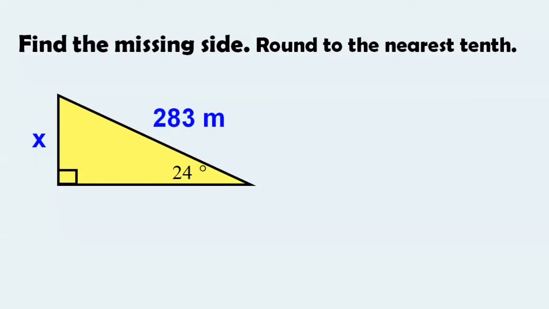Now, this time we're going to find a side. Find the missing side, and you can round to the nearest tenth. So the given that we have in our illustration is the hypotenuse, which is 283 meters, and our angle, which is 24 degrees. So this time we're going to find the opposite side marked by our variable x.